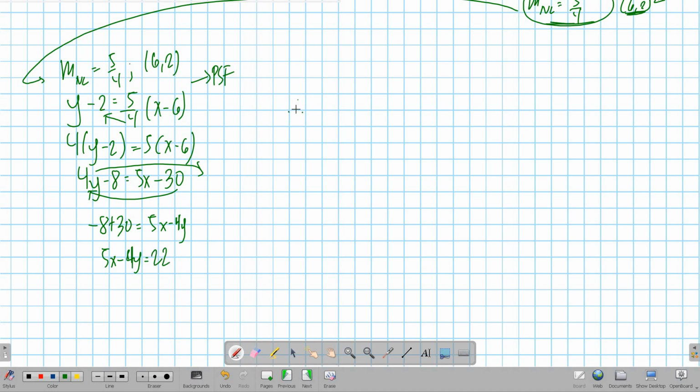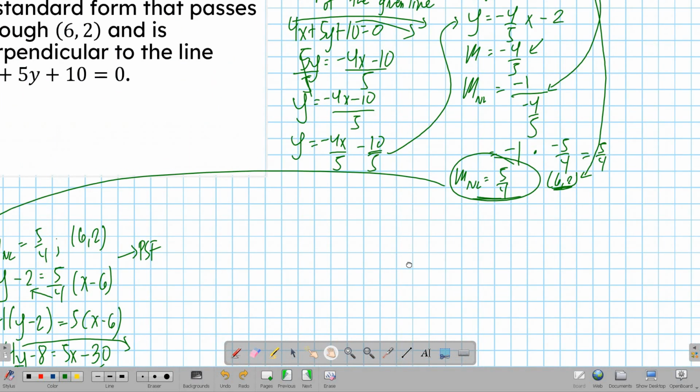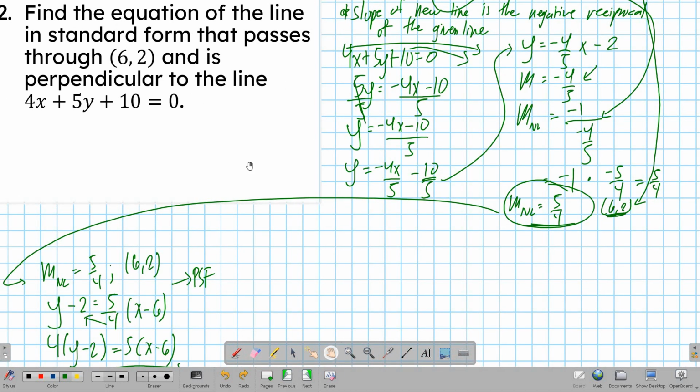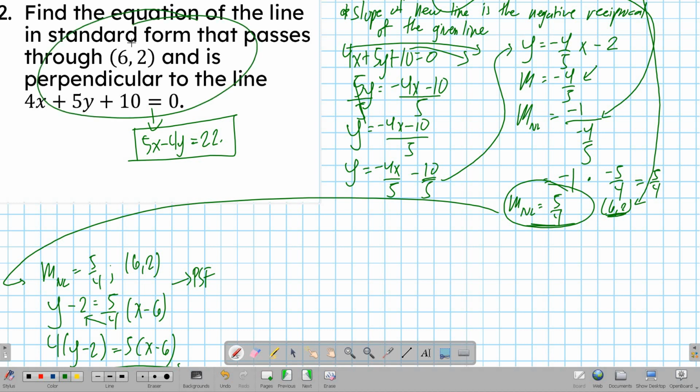Therefore, the equation of the line, balik natin dun sa umpisa. Therefore, the equation of the line in standard form that passes through (6, 2) and is perpendicular to this line is 5x - 4y = 22. Ito ngayon, the equation of the line that satisfies these conditions in standard form. And you're going to encounter a lot more problems given different conditions, and you have to write the equation of that line.